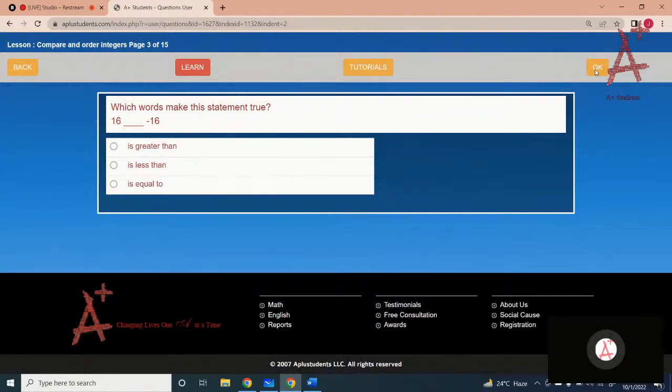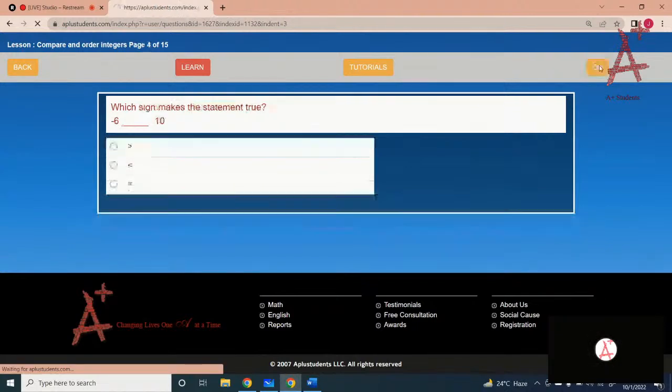Okay, 16 and negative 16. Yes, 16 is greater than negative 16 because positive numbers are always greater than the negative numbers. Got it? Okay, negative 6 and 10. So negative 6 is less than 10 or greater than 10? Yes, it is less than 10. Negative numbers are always smaller than the positive numbers. Got it? So it is less than 10.